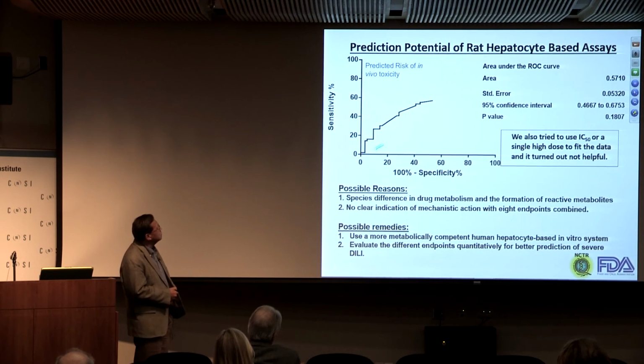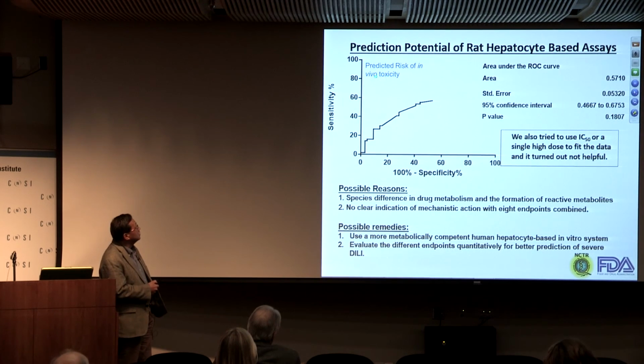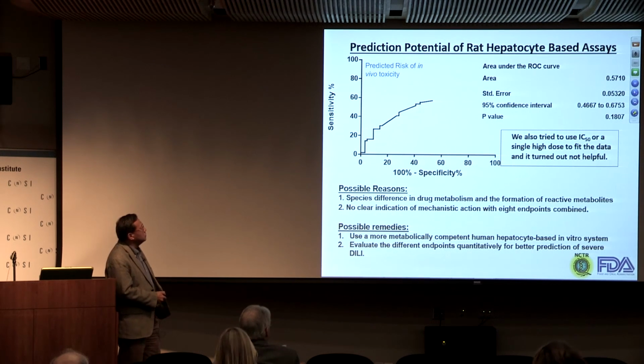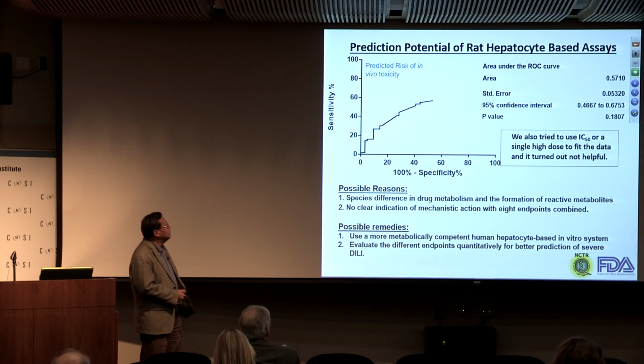So here is the result. They sent us the index, which they called in vivo toxicity risk, to predict the risk of in vivo toxicity. But you can see there is no prediction power at all. That's the ROC curve, and it is random, with only 0.5 area under the curve. We also tried using the IC50 or a single high dose to fit the data, and that also turned out not to be helpful.